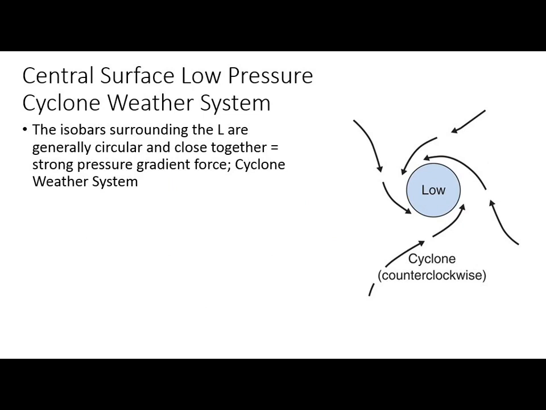The last slide then, instead of central H, we have a middle or central L. So that would be called a central low pressure. That is actually what we call a cyclone.